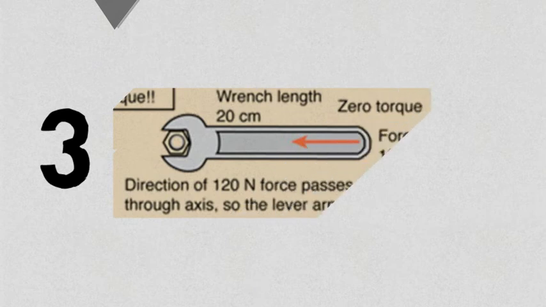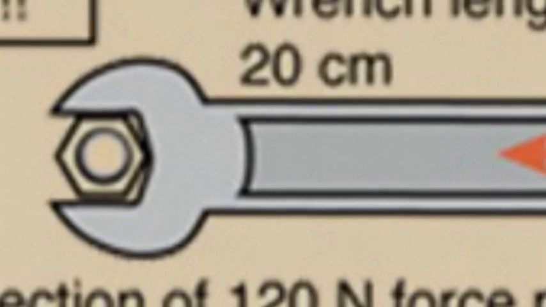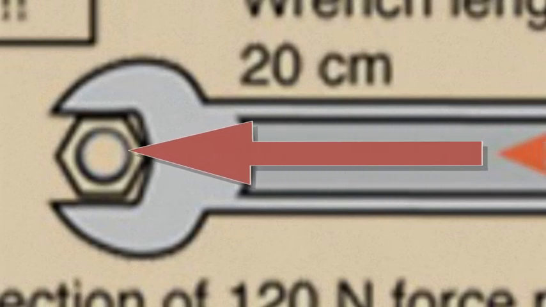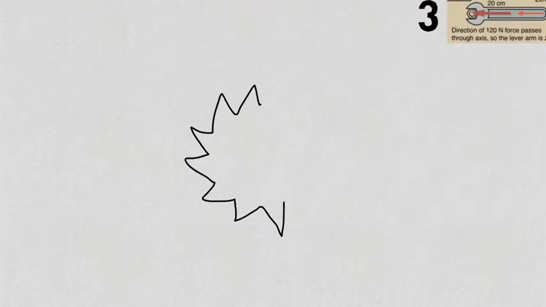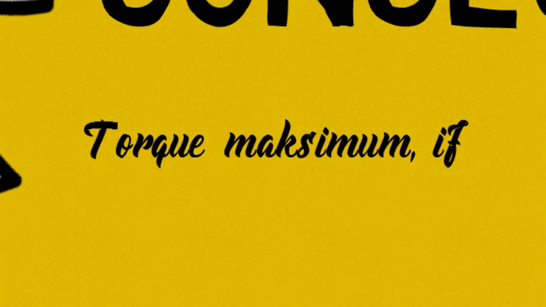Okay, in the third condition, we have the same force exerted on the wrench. It has been shown in the picture. In this condition, the system has zero torque. Why? It is because the direction of the force passes through the axis, so the lever arm is zero. From these three conditions, we can conclude that force has maximum effectiveness in producing torque if it is exerted perpendicular to the wrench.